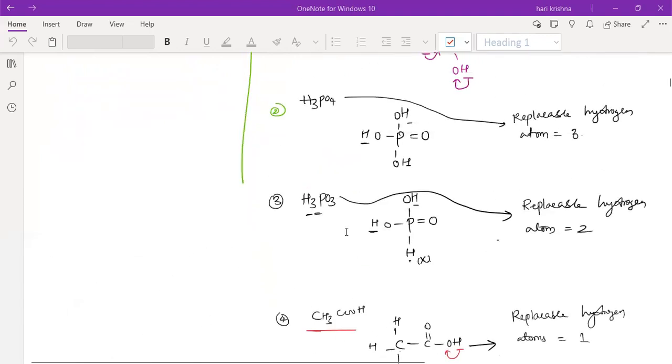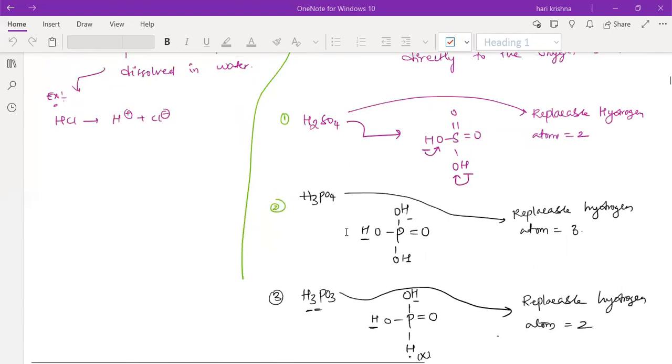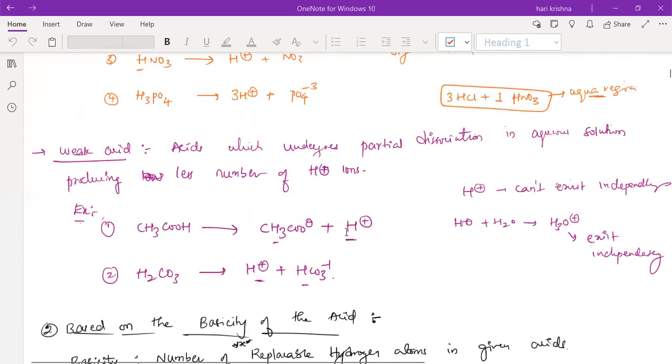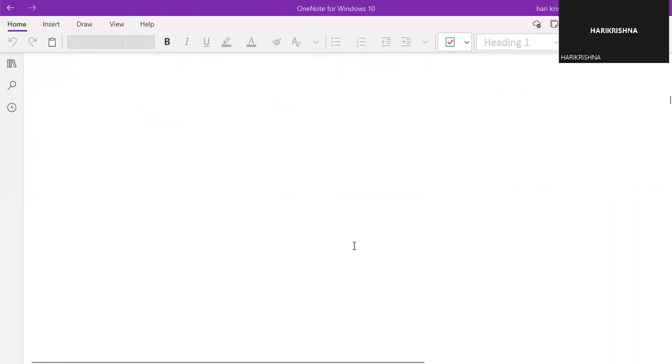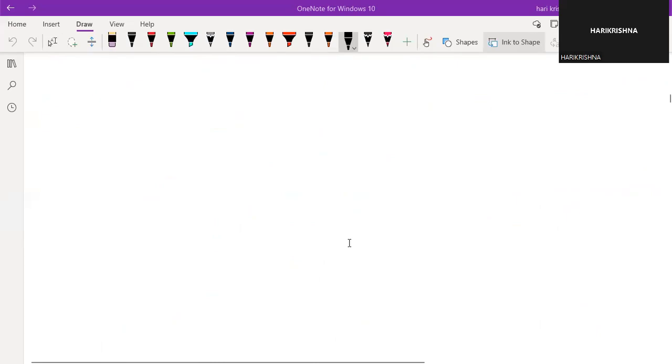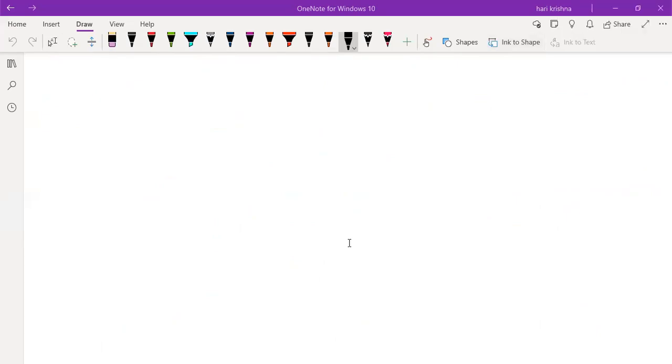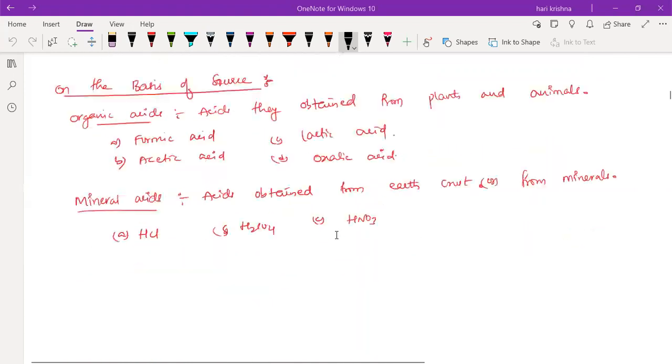So if you are thorough in this topic, what is the meaning of the number of replaceable hydrogen atoms? We'll revise that quickly. Anyone? Okay, I will call. Sai Charan, what is the meaning of the number of replaceable hydrogen atoms? Sir, can you repeat? What is the meaning of replaceable hydrogen atoms?